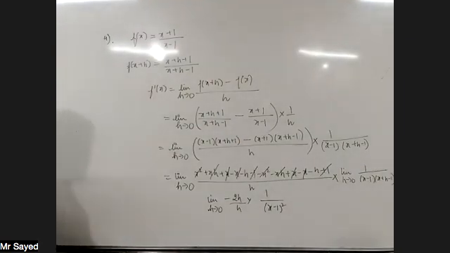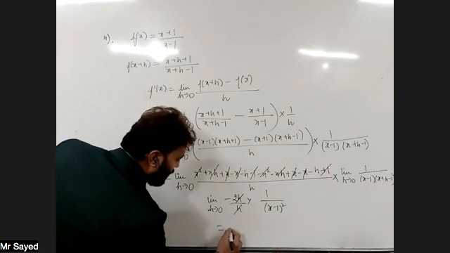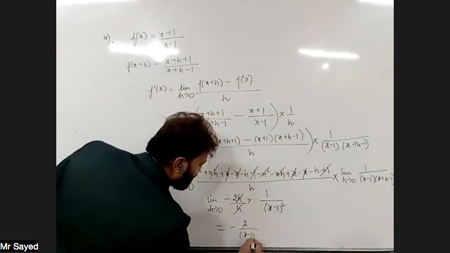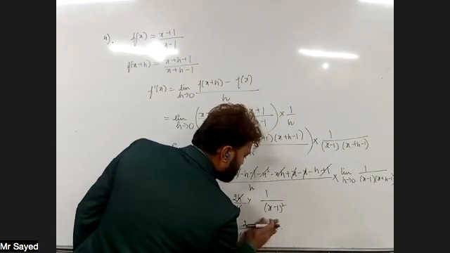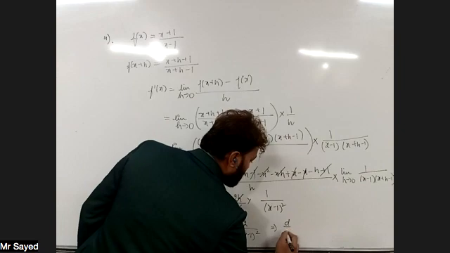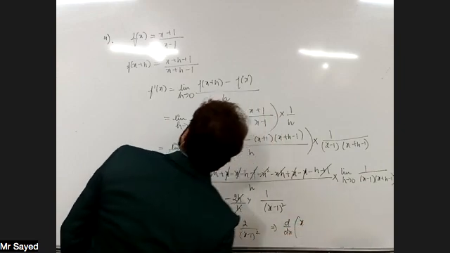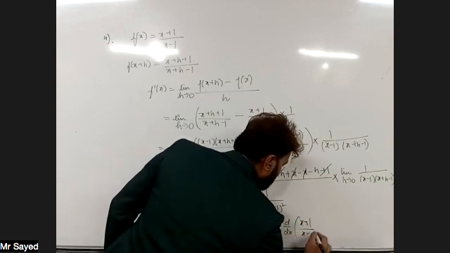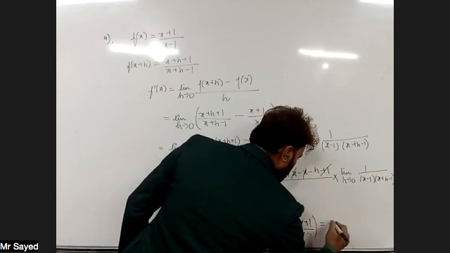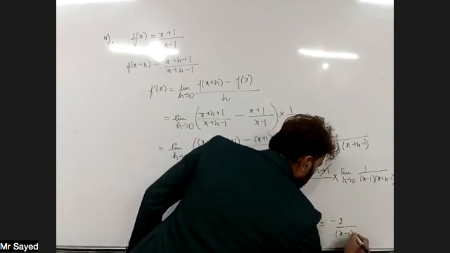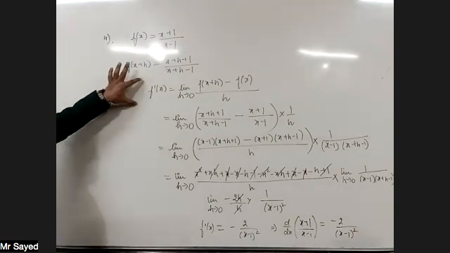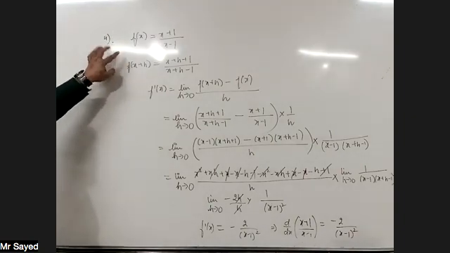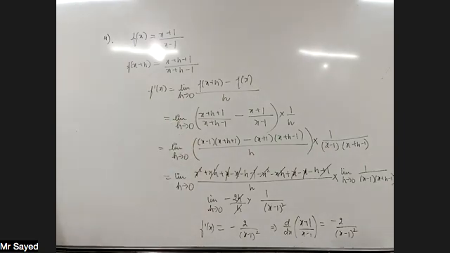Last three, these two cancelled. Final answer is minus 2 upon x minus 1 of whole square. That's it. So we'll write it in the form of differential. This implies that d by dx of x plus 1 upon x minus 1 is equal to minus 2 upon x minus 1 of whole square. I hope it's clear. There's nothing different. We just have to use this result, then we need to put up the values of the two functions and then apply the limit.